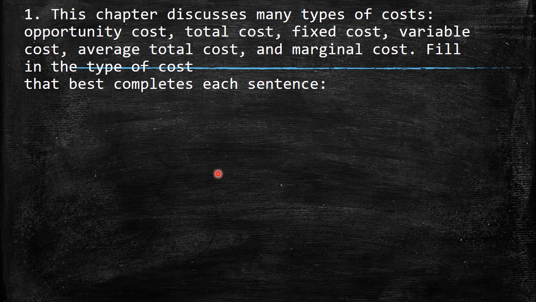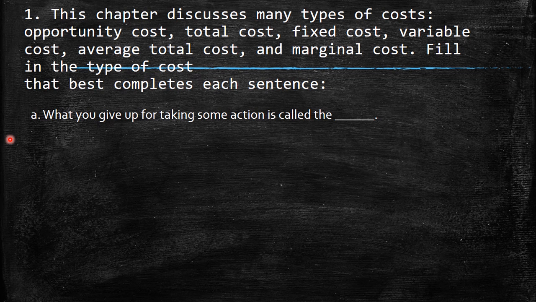Our first question says that this chapter discusses many types of costs: opportunity cost, total cost, fixed cost, variable cost, average total cost, and marginal cost. Fill in the type of cost that best completes each sentence. The first one says, what you give up for taking some action is called the.